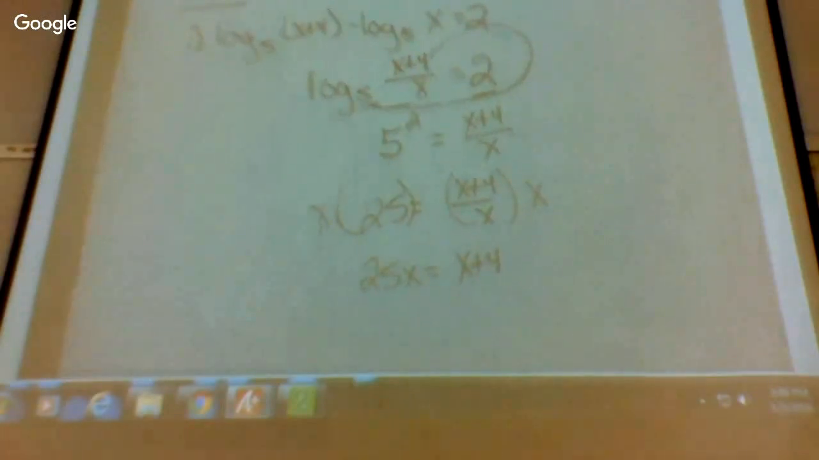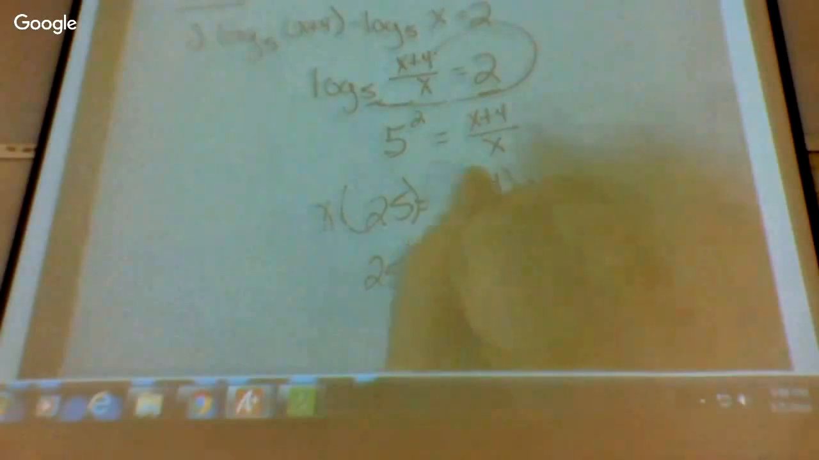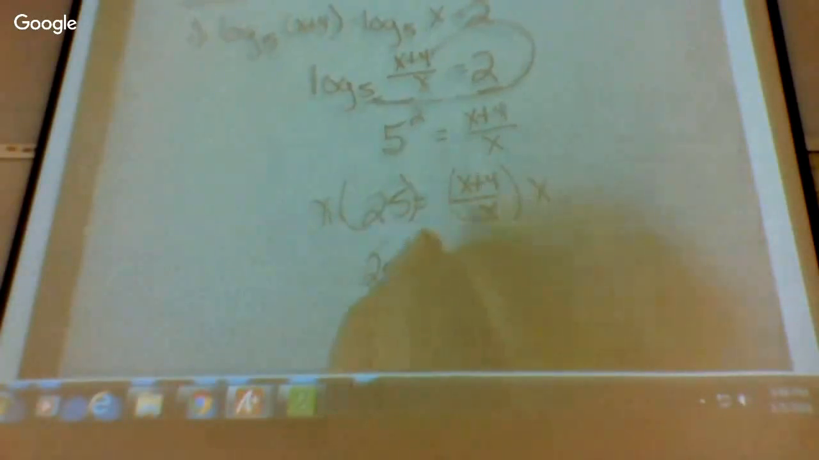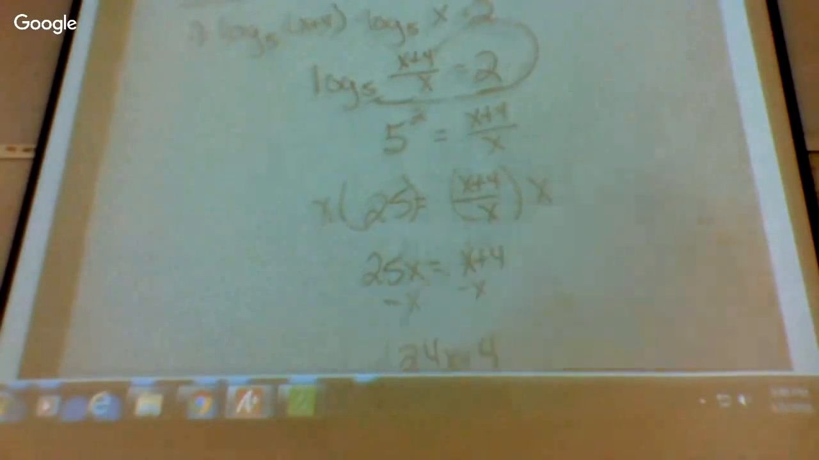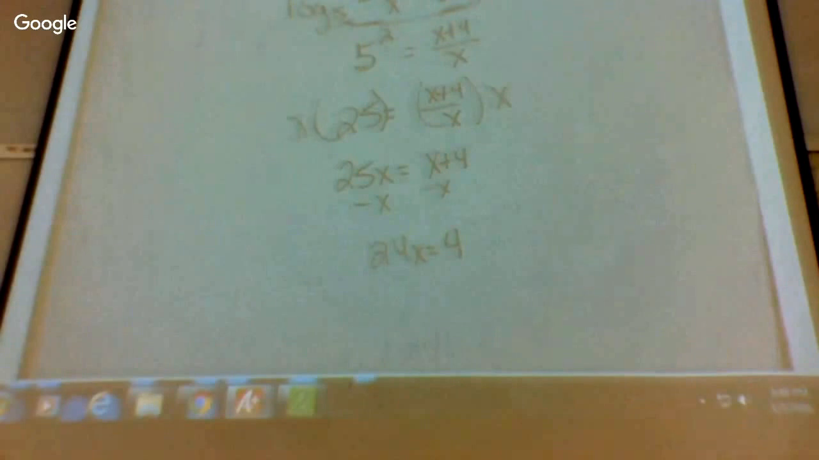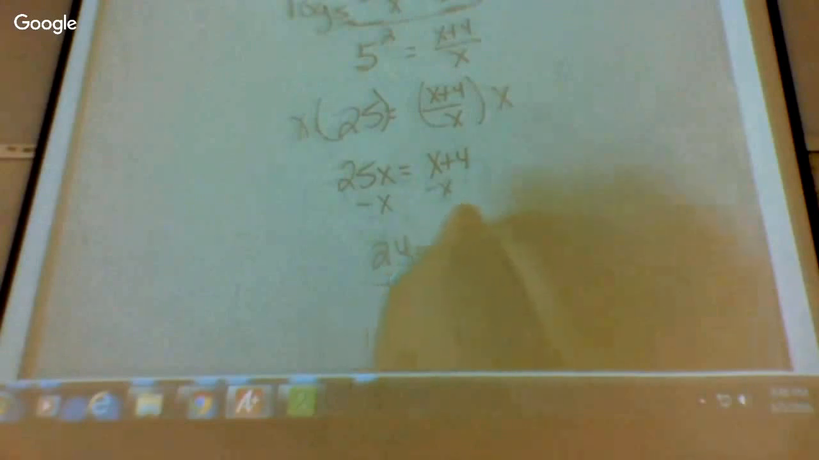What do I do now? Subtract. I would move over x. If you want to move over 25x, that's fine. It's just going to create more work. Whatever makes you happy. So I end up with 24x equals 4. And then we just divide by 24 on both sides. So x equals 1/6.